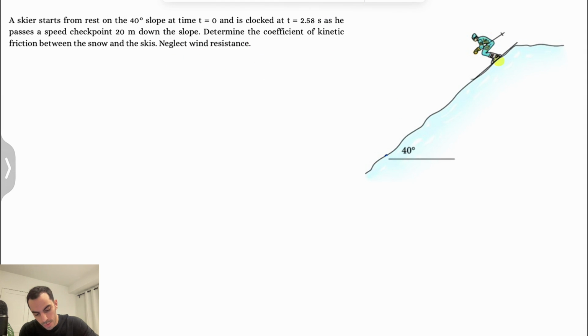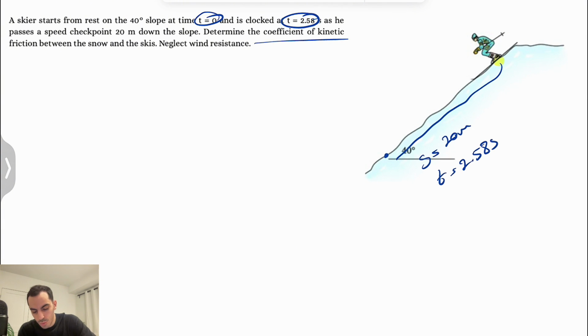So once it gets to this distance here, which is 20 meters, we have the time that it takes, 2.58 seconds. We have the distance, so that's going to be our s. We have our t, 2.58 seconds, and we need to determine the coefficient of kinetic friction between the snow and the skis, and we can neglect the resistance of the wind.